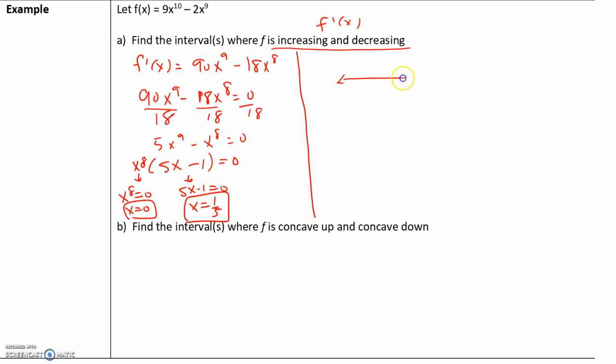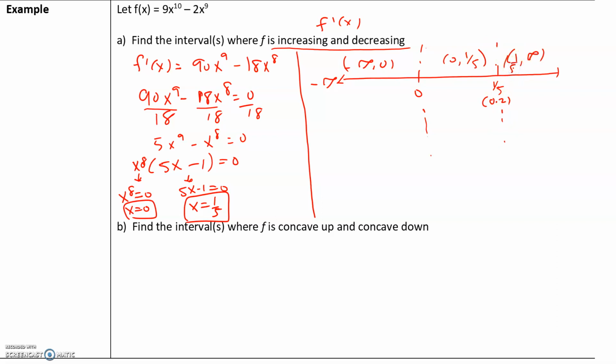When we have our critical values, we are going to put them here. So we have 0, we have 1/5, which I'm going to convert to a decimal. That's going to be 0.2. And then we make our interval. So this interval is from negative infinity to 0. The middle one is from 0 to 1/5. And then the last one is from 1/5 to infinity. So these are the three intervals.